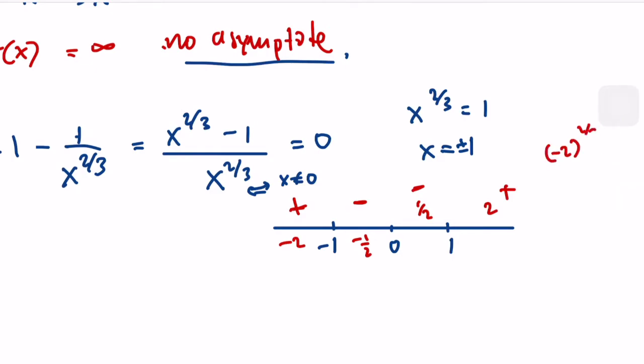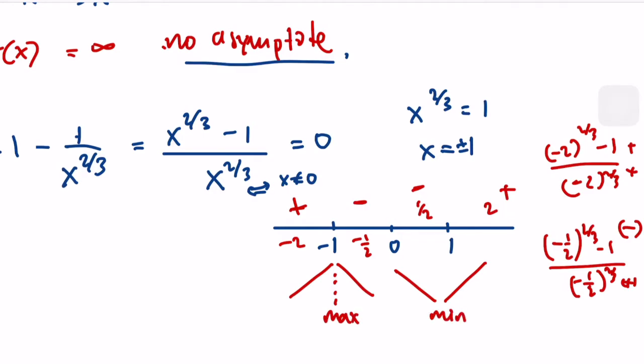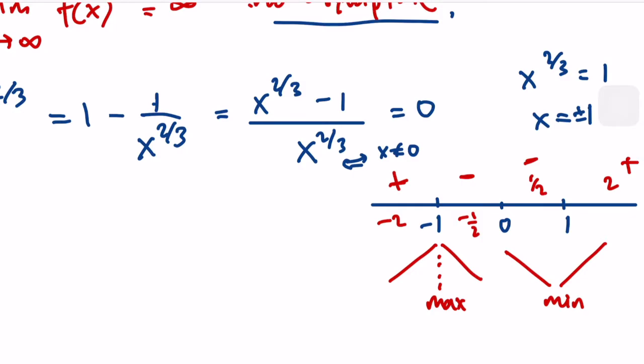If we put -2 here, this will be positive, right? Okay, so between, it will be negative. So it is increasing, decreasing, increasing. So this will be our max, this will be our min. Okay, this is correct. And x equal -1 and x equal 1 will be our critical numbers.